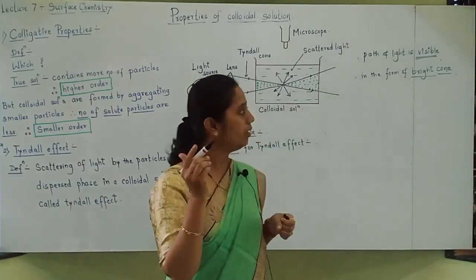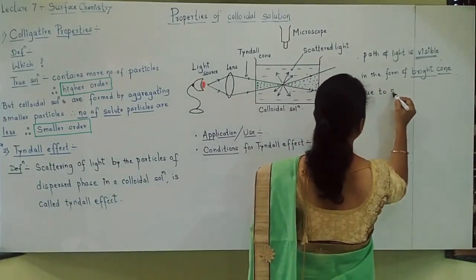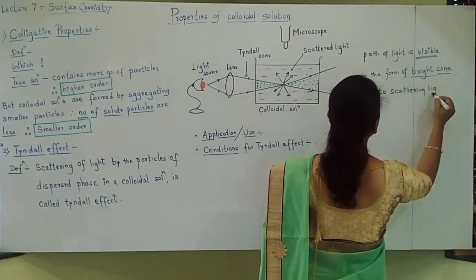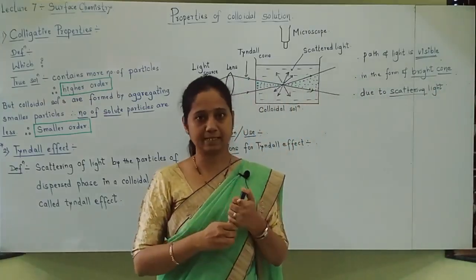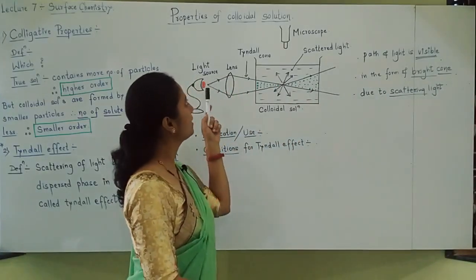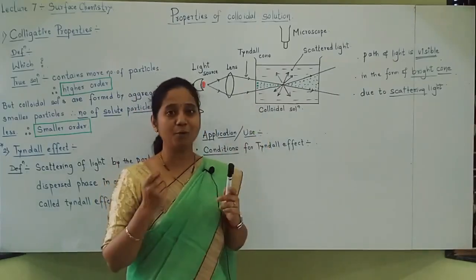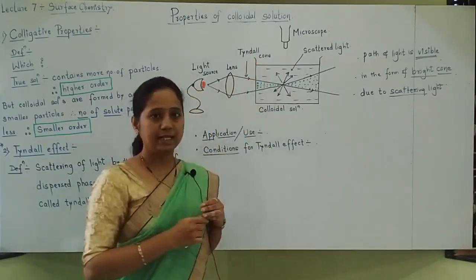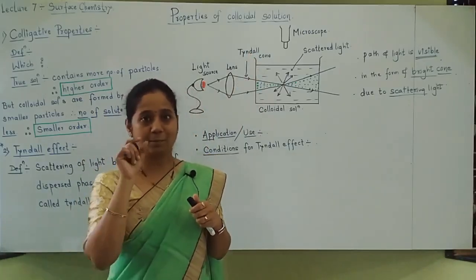Okay. Due to scattering of light by the colloidal particles. And this effect is called as Tyndall effect, and the bright cone observed is called as Tyndall cone. Here I have shown Tyndall cone. This is the cone-like structure you can see, and that is called as Tyndall cone, bright cone.